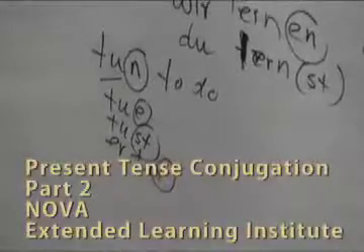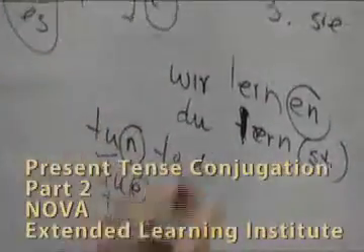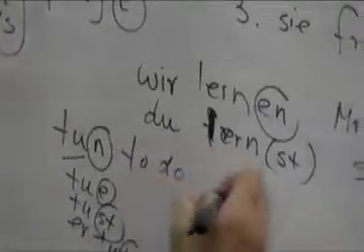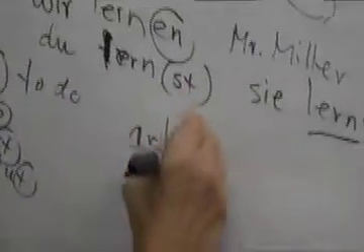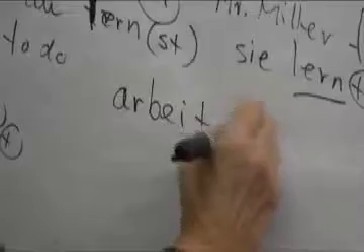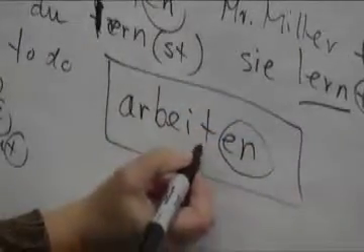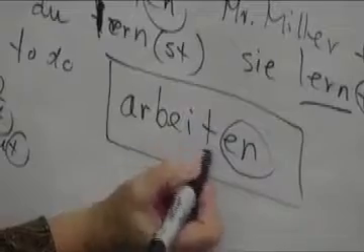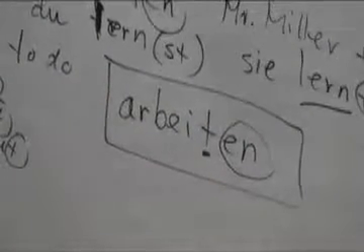Now, there are some that are a little trickier. Let's look at a verb, for example, arbeiten. Now, we have the personal ending in en, right? And the stem ends in a T. Okay, now let's conjugate it and see what happens with this one.